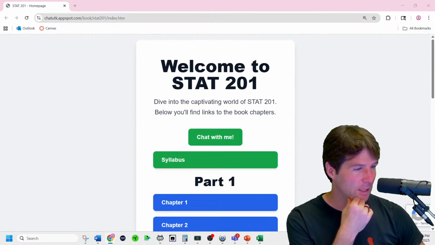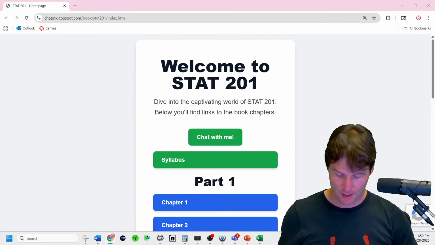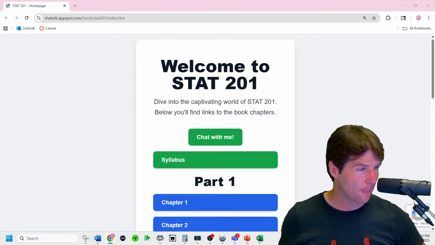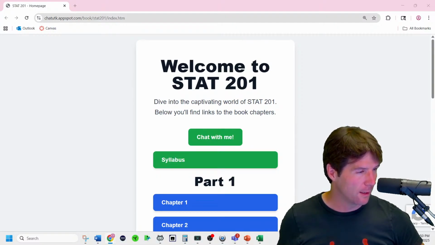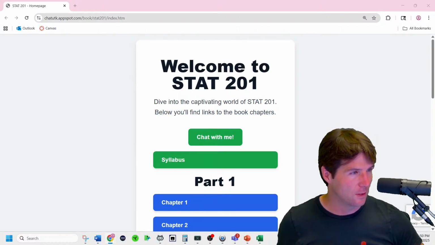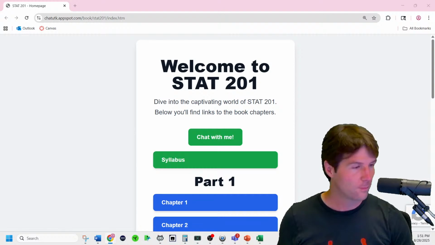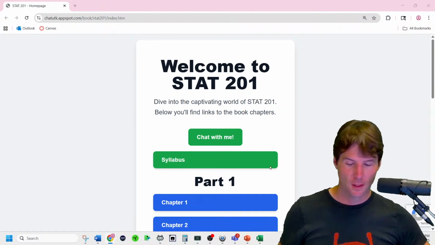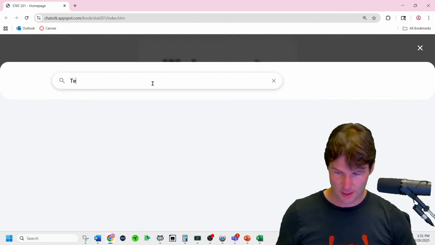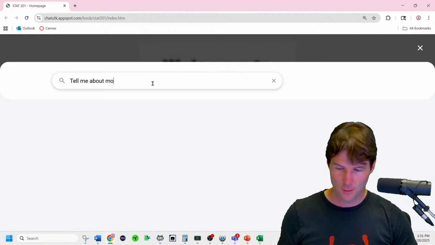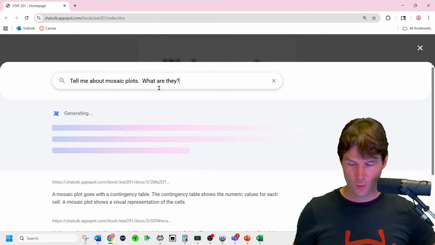I'm adding it to Canvas, and we're going to do add app, and let's say AI book. And there we go. It should be added under the navigation now. AI book. There it is. It's on there. So you can go chat with me and you can say, tell me about mosaic plots. What are they? So it should work.